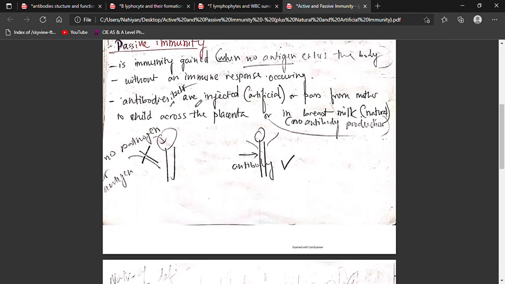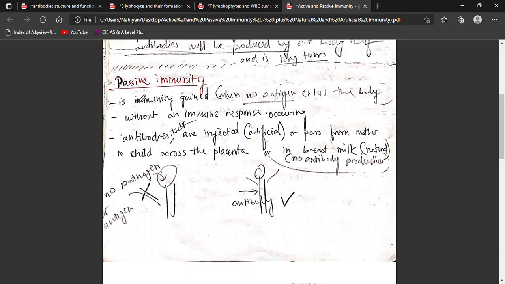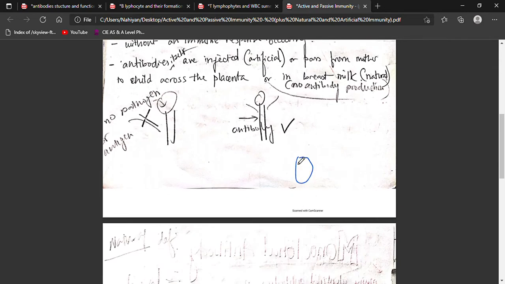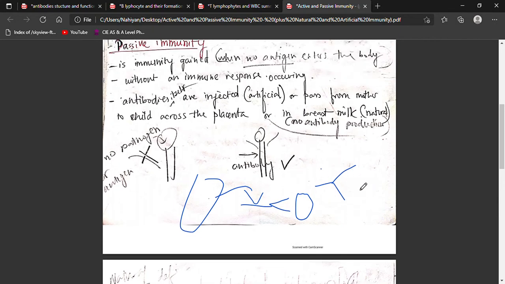There is no antibody production in this type of immunity. It's immunity gained when no antigen enters the body, without an immune response occurring, and antibodies themselves are injected. The pathogen might get destroyed by the antibodies, but the lymphocytes don't actually produce these antibodies. These antibodies are injected. So that's passive, and that's not long term, because we know there are no memory cells and these plasma cells cannot divide. So that's not going to work for long. The antibodies themselves are injected.